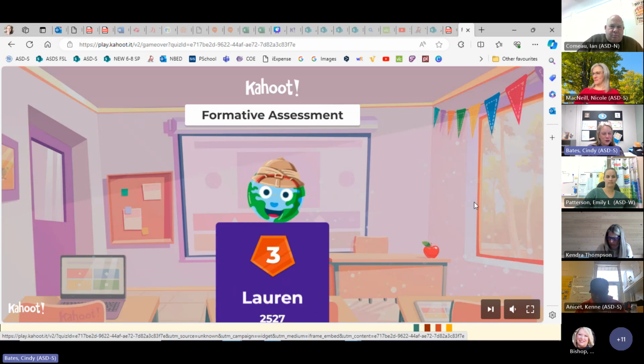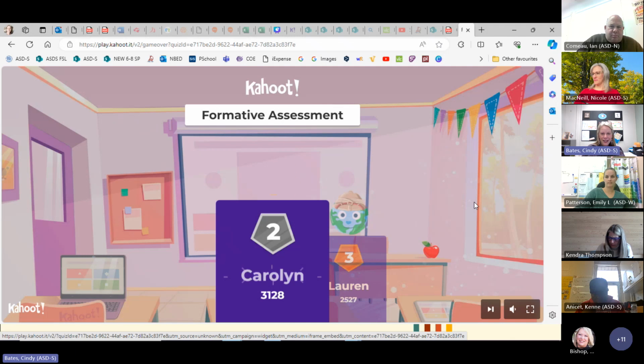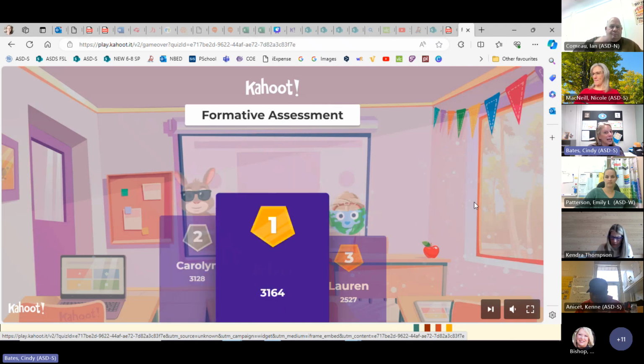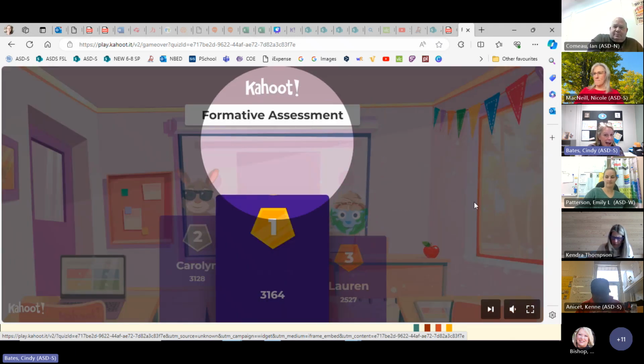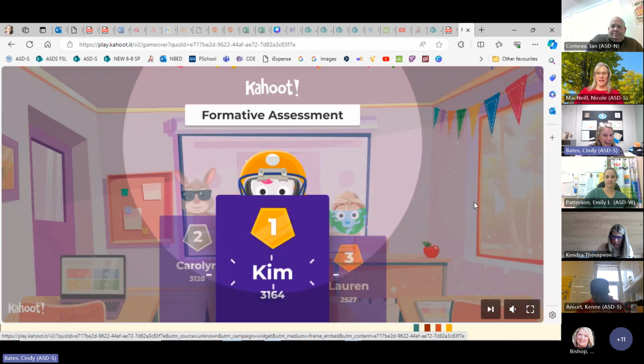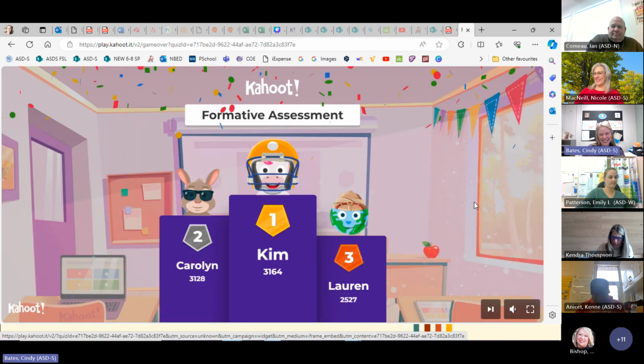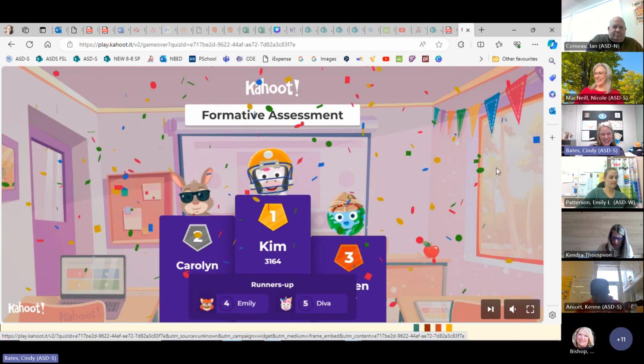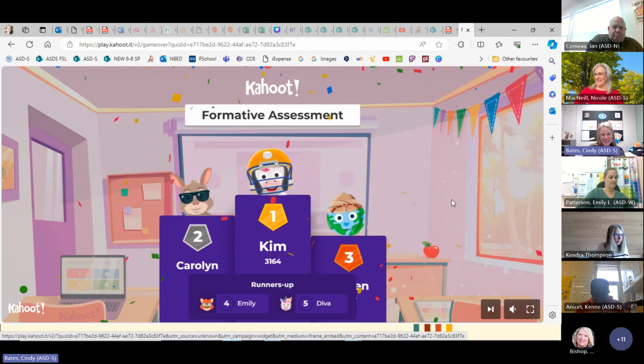So we're going to find out who won. Lauren came in 3rd place. Good job, Lauren. 2nd place is Carolyn, and I'm going to guess number 1 is Kim. Good job, everybody. There we go.